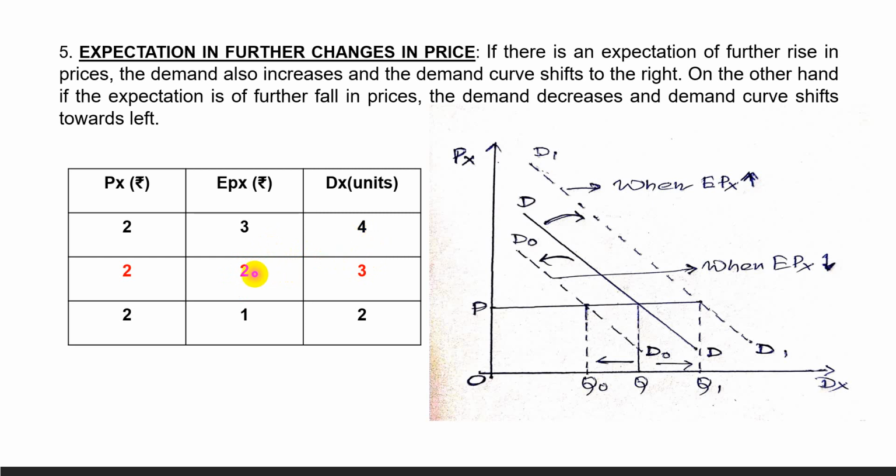Similarly, if the consumer expects that there will be a fall in price in the near future from 2 to 1, then the consumer will wait for tomorrow. So today he will buy less, he will buy 2 units.